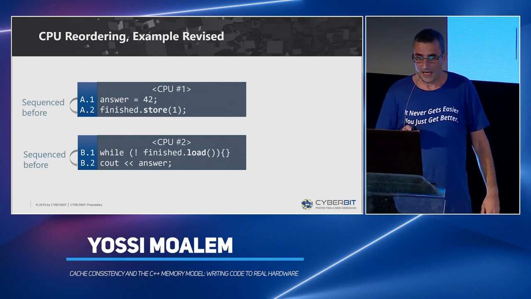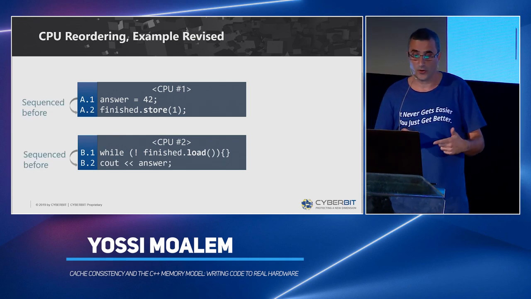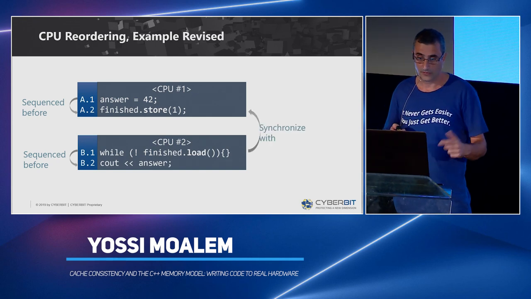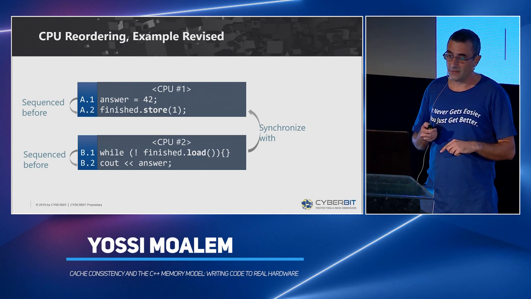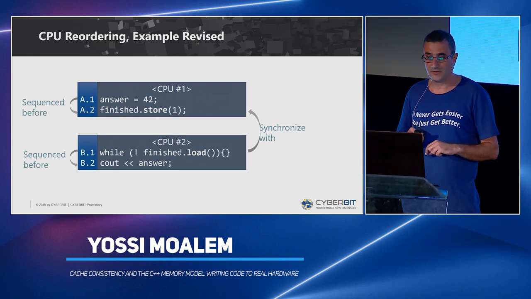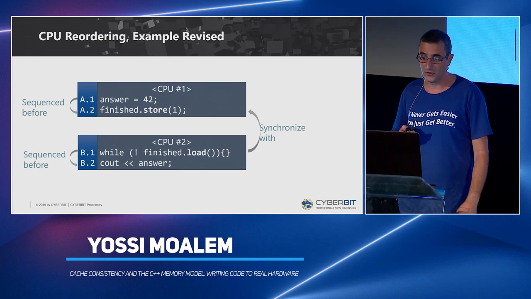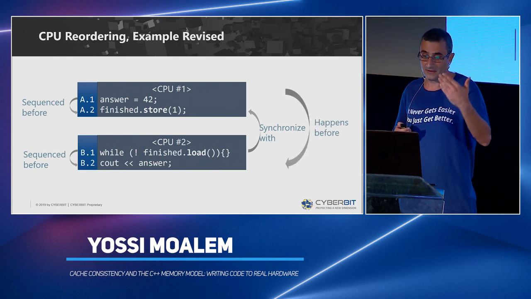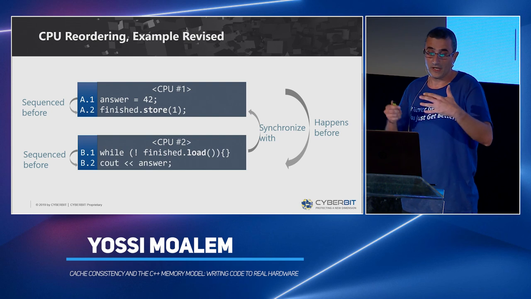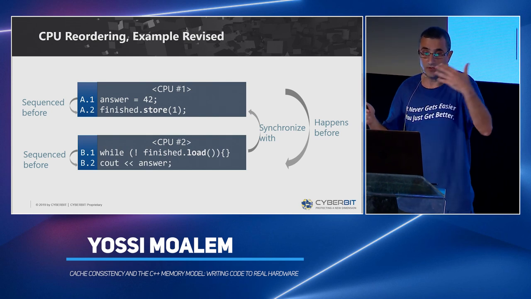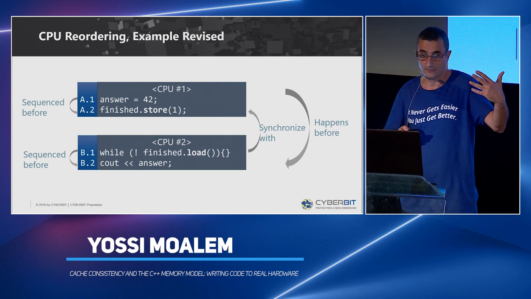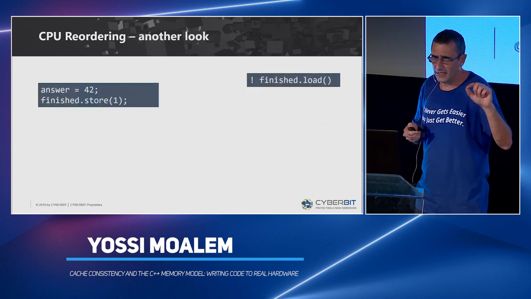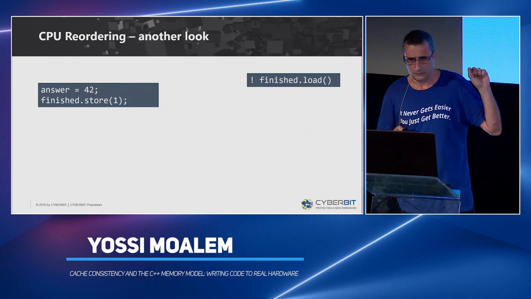So A1 is sequenced before A2, B1 is sequenced before B2. The load in B1 synchronizes with the store on A2, and they establish a happens before relationship, which means that when I get to the cout answer, I'll see the correct answer. I'll see 42.